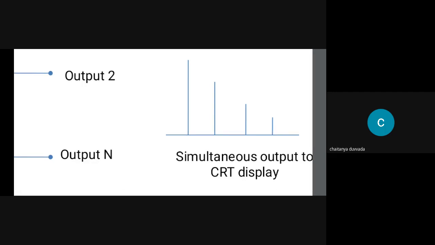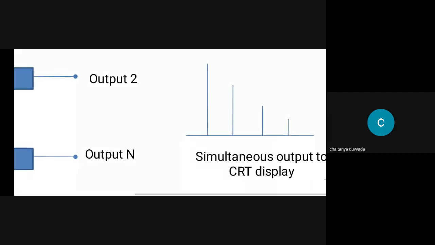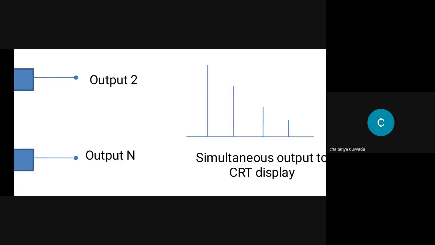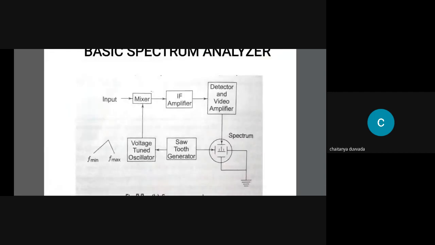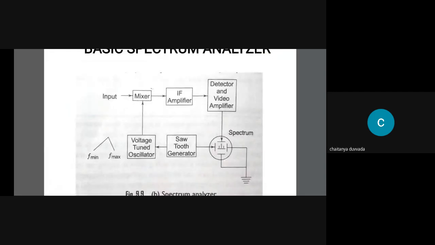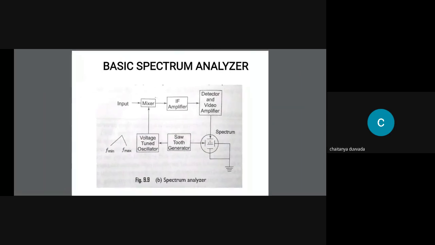So in this display, the horizontal axis represents the frequency and the vertical axis represents the amplitude. Now the basic spectrum analyzer block diagram. Students, all of you see this diagram carefully. These are the blocks behind the basic spectrum analyzer. So the following blocks are there.